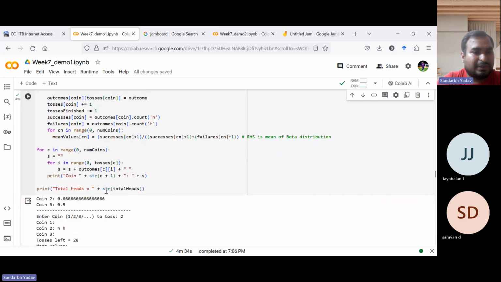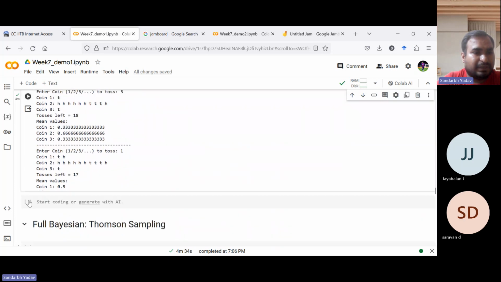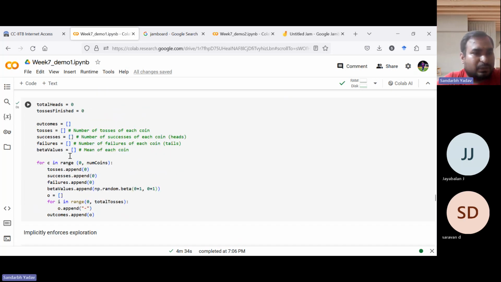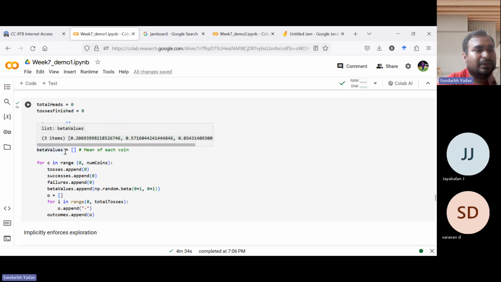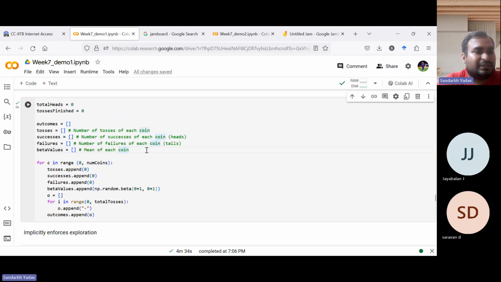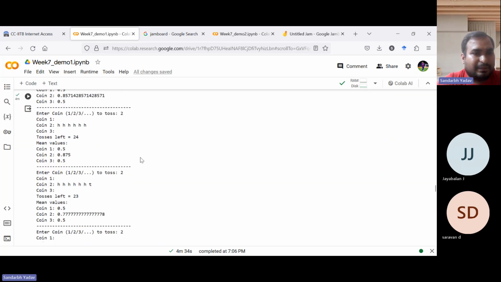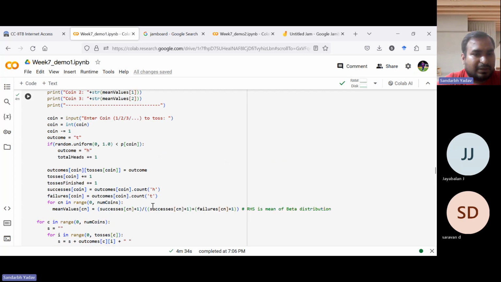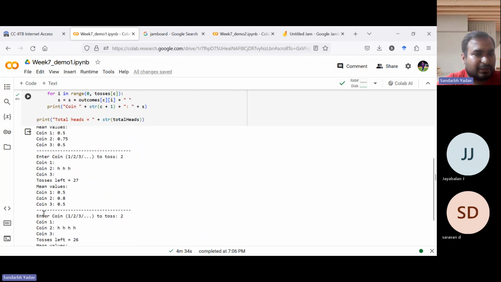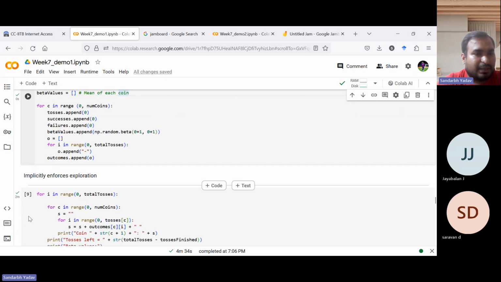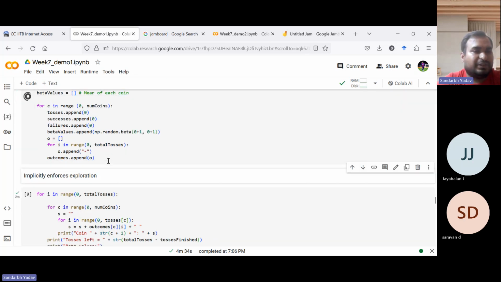So now we will see the full Bayesian approach, which is essentially Thompson sampling. Similar to the previous one, these are the parameters, but instead of mean values we will have beta values, and these are samples from each of the distributions. Remember, in MAP we were simply using the mean alpha over alpha plus beta, but here we will actually draw a sample from each distribution, and whichever gives the highest sample, we will take that coin. If we do this a large number of times, it converges to the true expectation also.